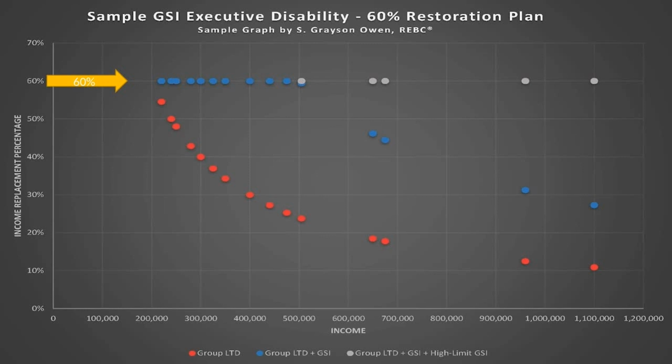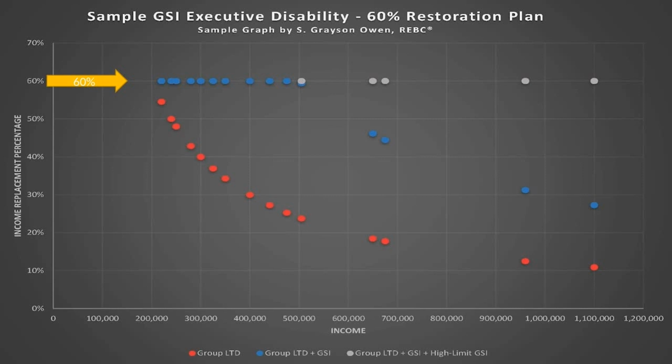Each red dot represents an executive, and their earnings are found on the horizontal axis at the bottom of the graph. In red, you can see how the higher the income of the executive, the lower their income replacement ratio is. For example, the executive all the way on the right only has about 12% income replacement from the group LTD. And the executive earning 300K has an income replacement ratio of about 40%. This leaves significant gaps for these highly compensated employees. The good news is that there's a solution.